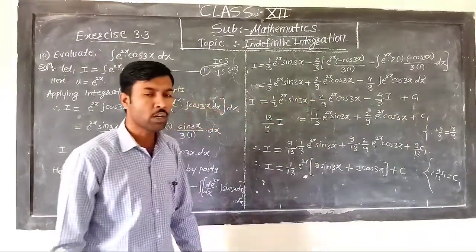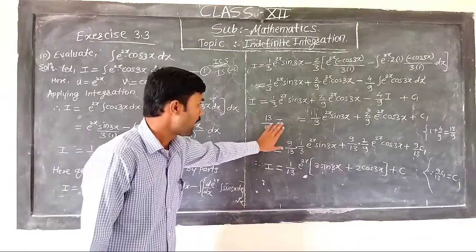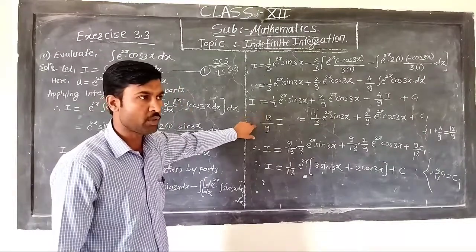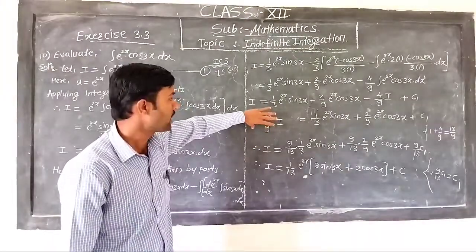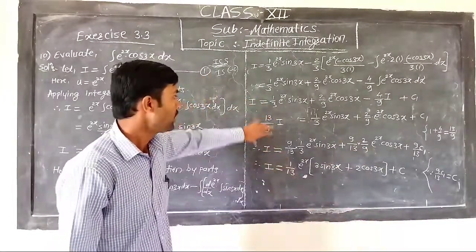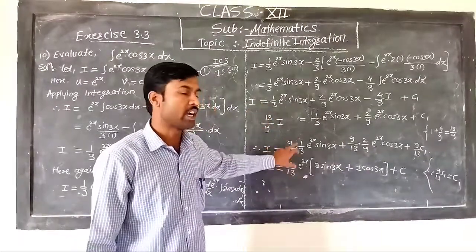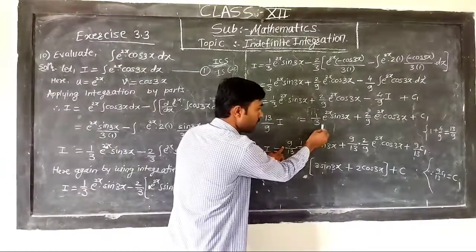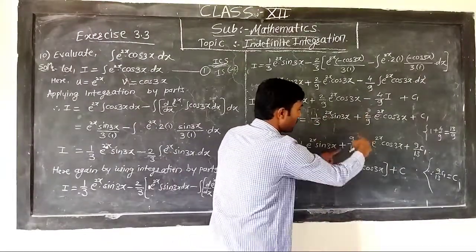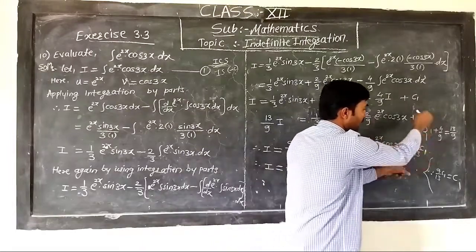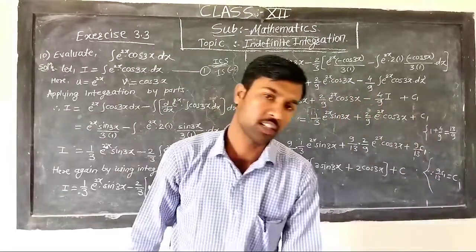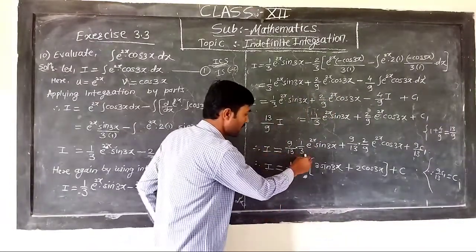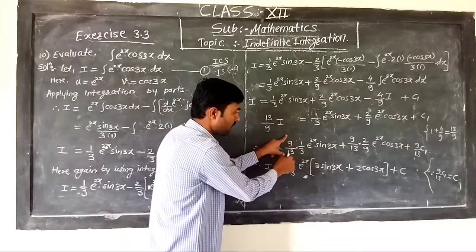Now I have to find the answer for I. So I put this I as it is here, and this constant 13 by 9, which is in multiplication with I, if I take this constant to the right hand side, it will be 9 upon 13. After multiplying 9 upon 13 to the right hand side, we will get 9 upon 13 into this first term plus 9 upon 13 into this second term plus 9 upon 13 into this third term. Now after solving this, we will get 3 ones are 3 and 3 3s are 9. It is 3 upon 13.